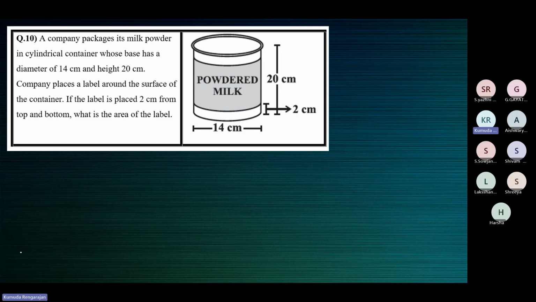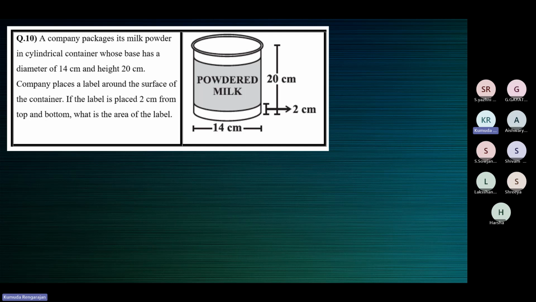The label goes around the curved surface area. It's a cylindrical container. The milk powder container is cylindrical. Now this label goes around the body, the curved surface area of the container. The label, on which the description of the product and many other details are given, goes around the curved surface area of the cylinder.